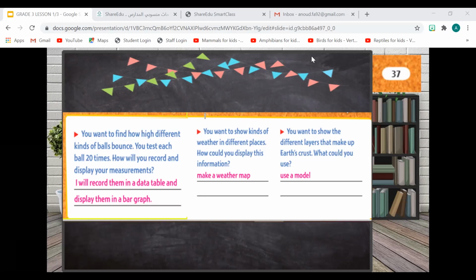Miss, page what? Page what? Can you see the page over here, number page? On the top right. 37. Yes, 37.